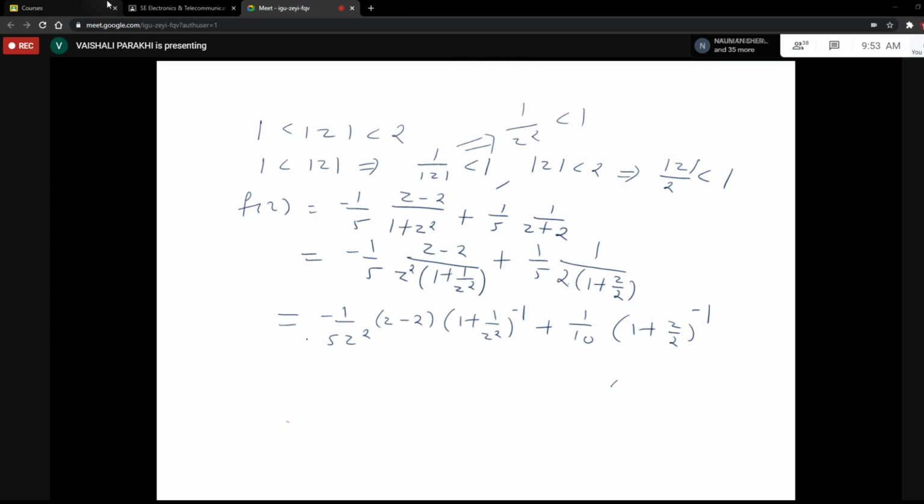Now here, see students, minus 1 by 5 I can keep as it is. And this is z minus 2 upon z square. So each term I'm dividing by z square, and I'll get it as 1 by z and this will be 2 by z square, right? Just I'm multiplying. This is the standard series. Correct? No?